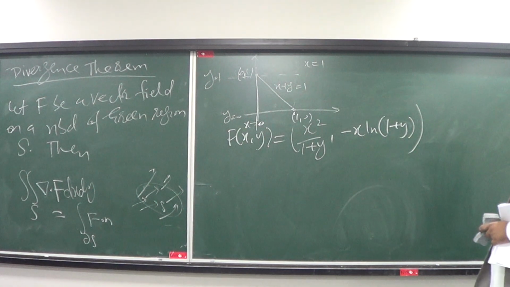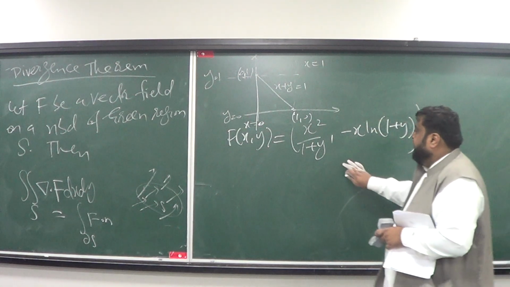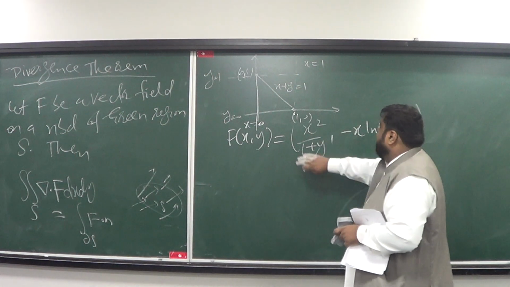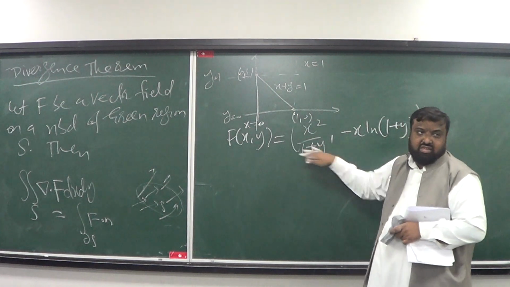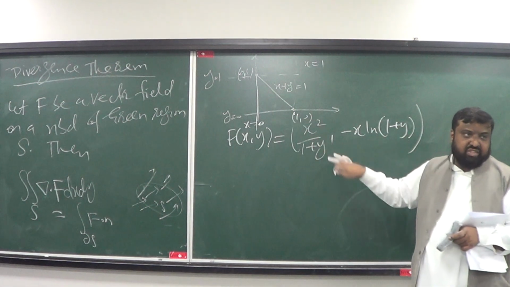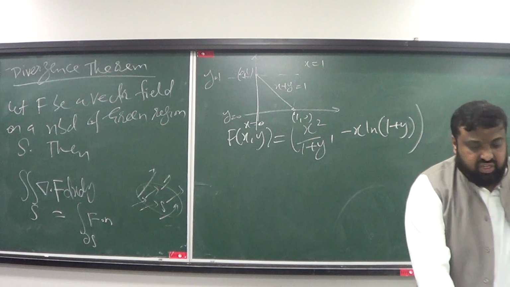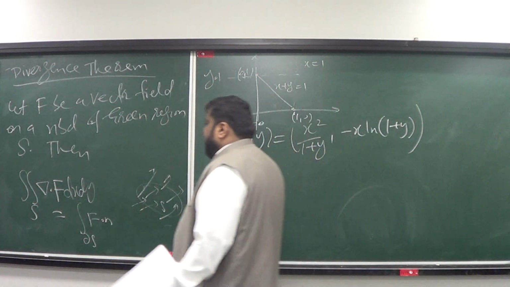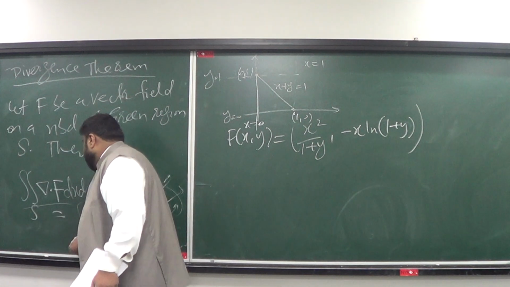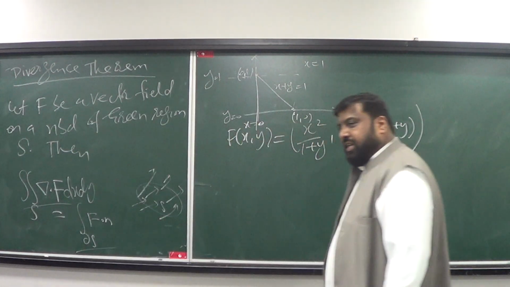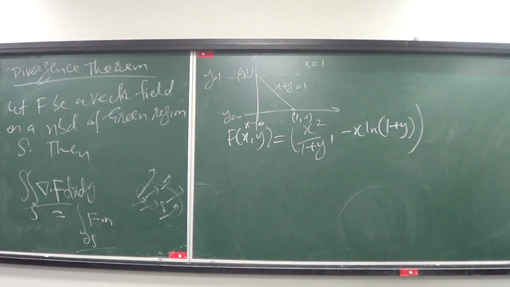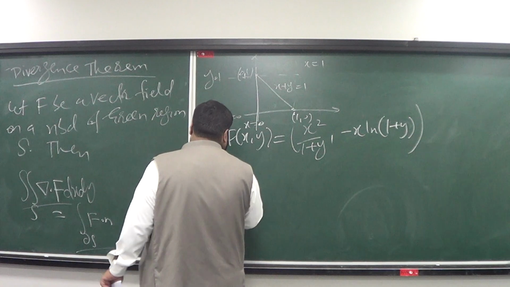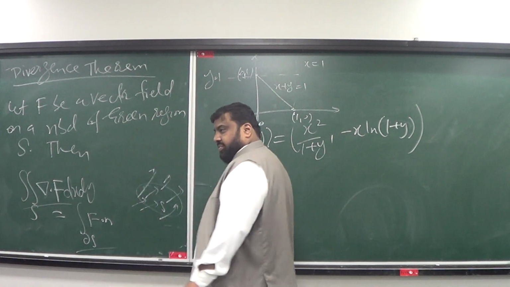And I'm saying that f is defined in this region. I don't see a problem, because no matter what point you take, you always have a vector associated with it. So what I would like to do is verify the divergence theorem. In other words, I would like to compute this side and this side independently, and I want to know, are they equal?